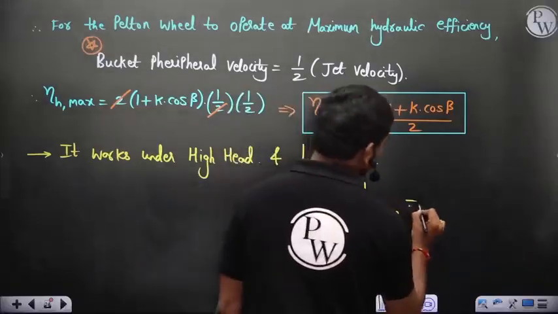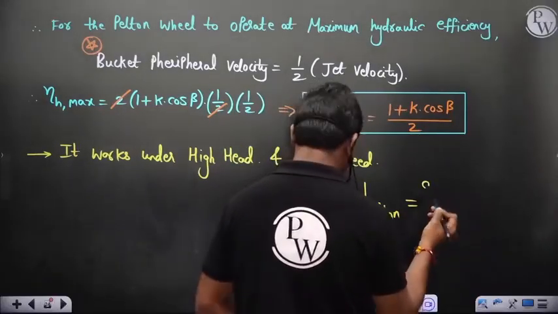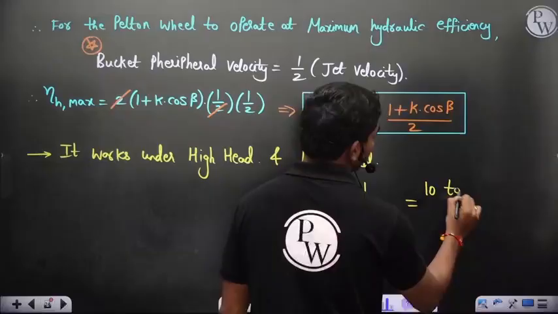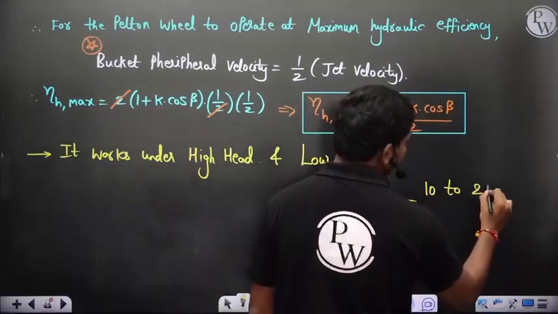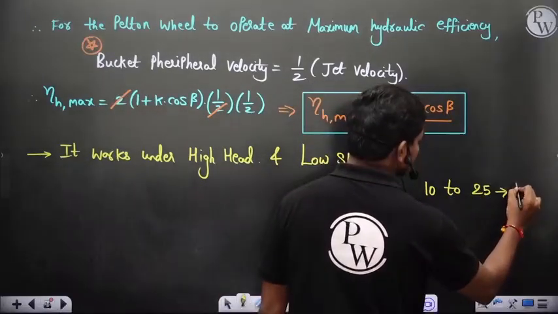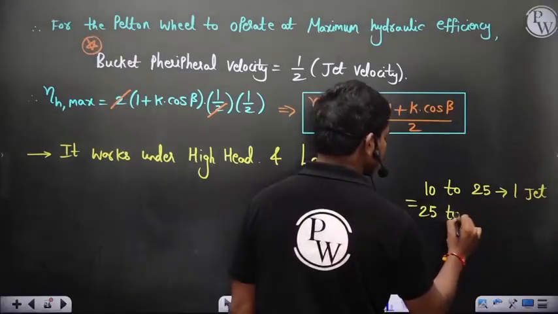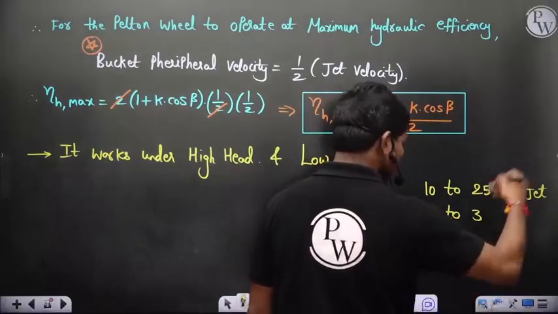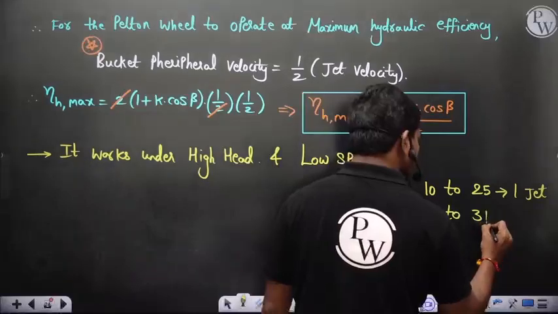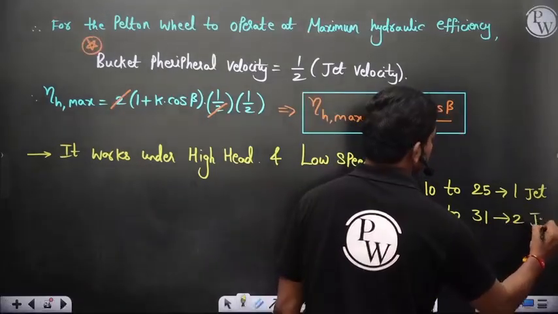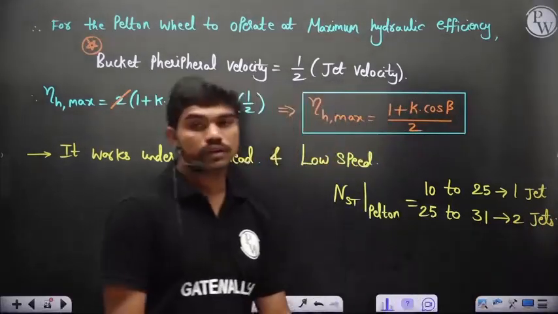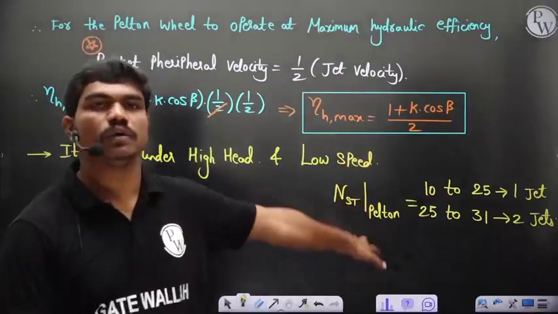Normally, if you look at the specific speeds for these machines, Ns for Pelton is something like 8 or 10 to let's say for example 25 per single jet, and 25 to around 30, 32 something. It's not a very clear distinction. So 31 for 2 jets. Okay, so this is the specific speed, which is generally low.